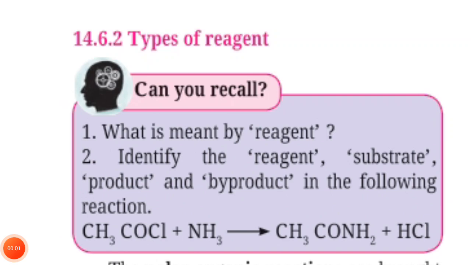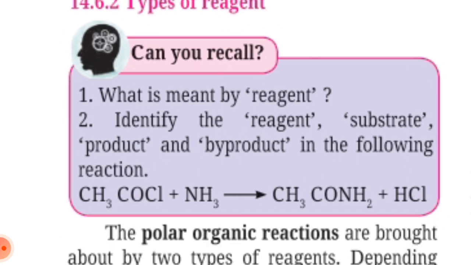Reagent. Can you recall what is meant by reagent? Identify the reagent, substrate, products and byproduct in the following. CH3COCl reacts with ammonia to give CH3CONH2, giving hydrochloric acid as a byproduct.